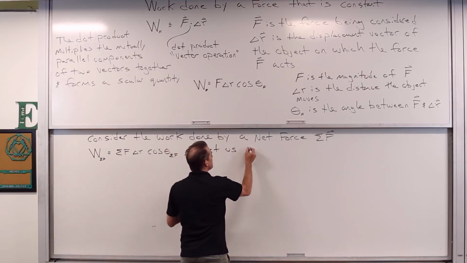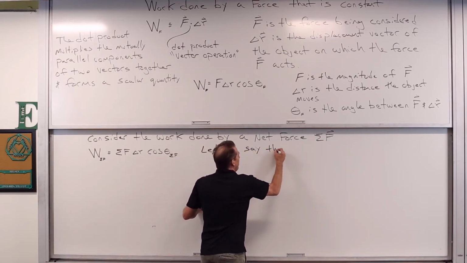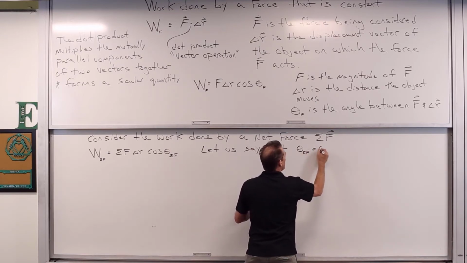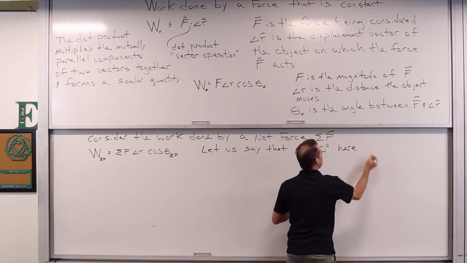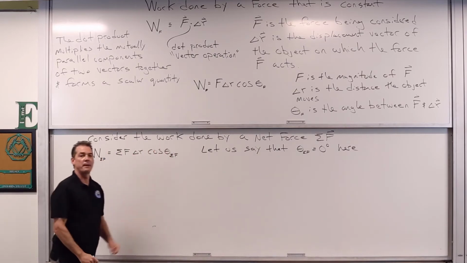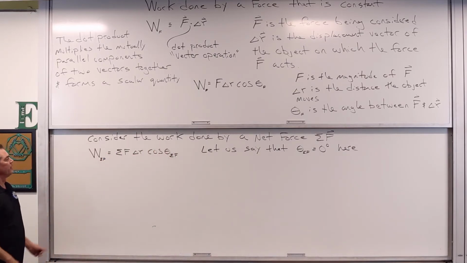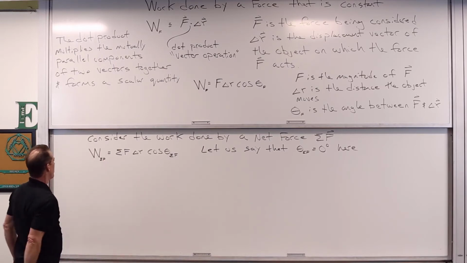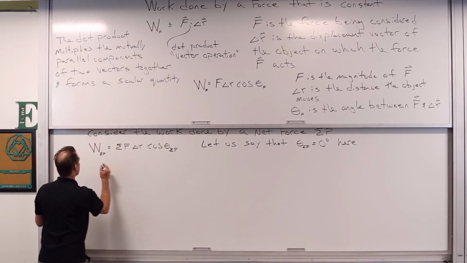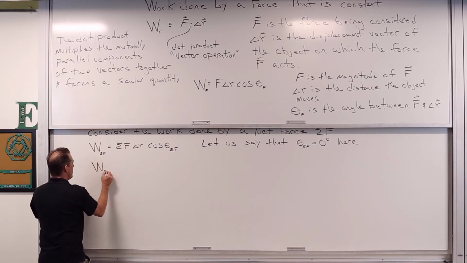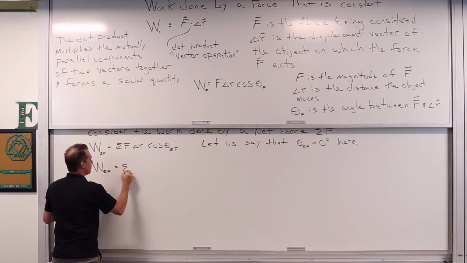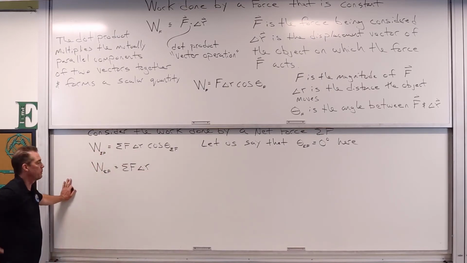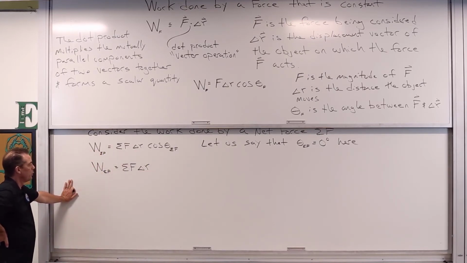Let us say that theta sub sigma f is equal to 0 degrees here. The force and the displacement are completely aligned with one another, which makes sense. Doesn't have to be the case, but it simplifies showing all this stuff. So now we've got the work done by the net force is equal to that net force multiplied by the displacement. So what can we do with this?